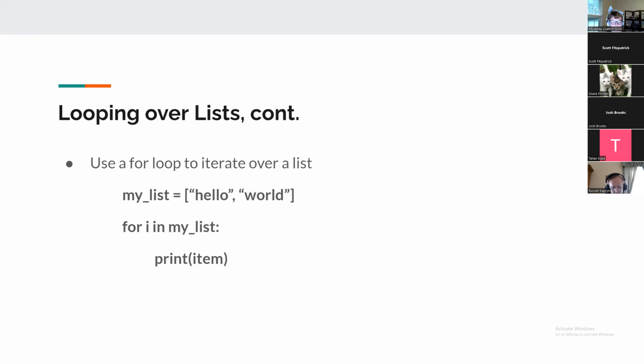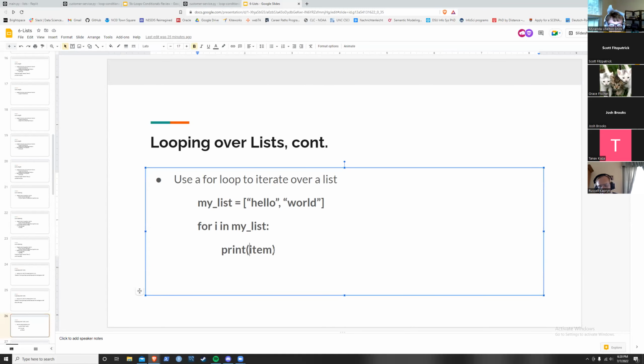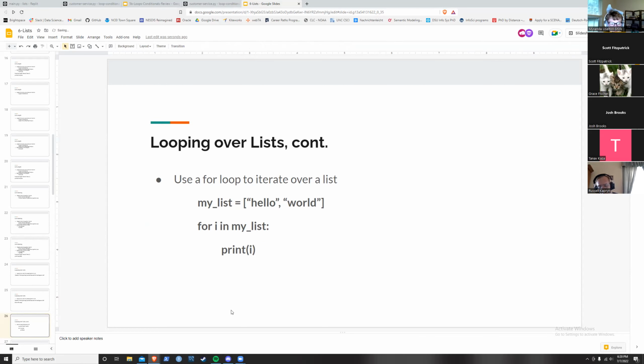So I have a little example here. We have my list, which consists of the words hello and world. And I can say for i in my list, print. Oh, that should say print i, not print item. I'm going to change that. So this should say for i in my list, print i. And then this would print hello, and then on the next line, it would print world, because it goes through this list. So are there any questions about how a loop over a list would work?